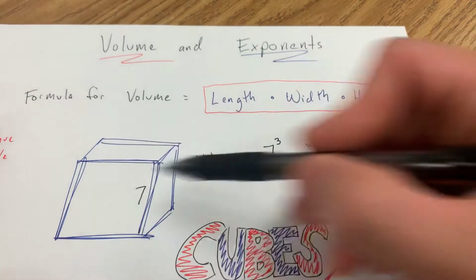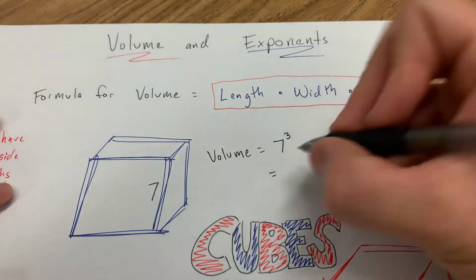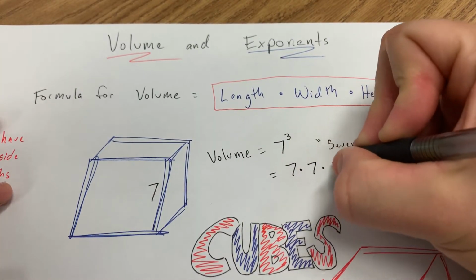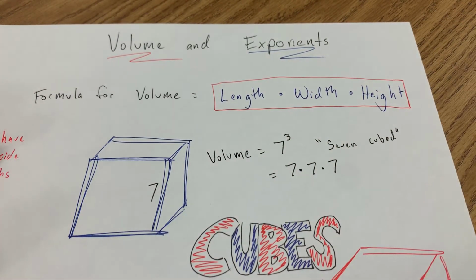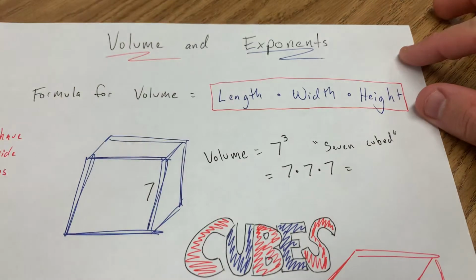So here is our cube here, 7 cubed. So of course, from our last video, we know that means 7 times 7 times 7. And we don't really need to know the exact answer of that for the purpose of this video. But that is how we relate our volume to exponents.